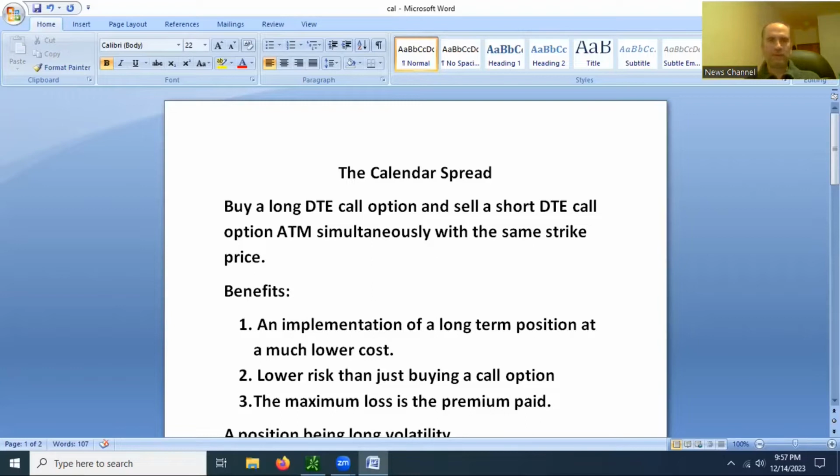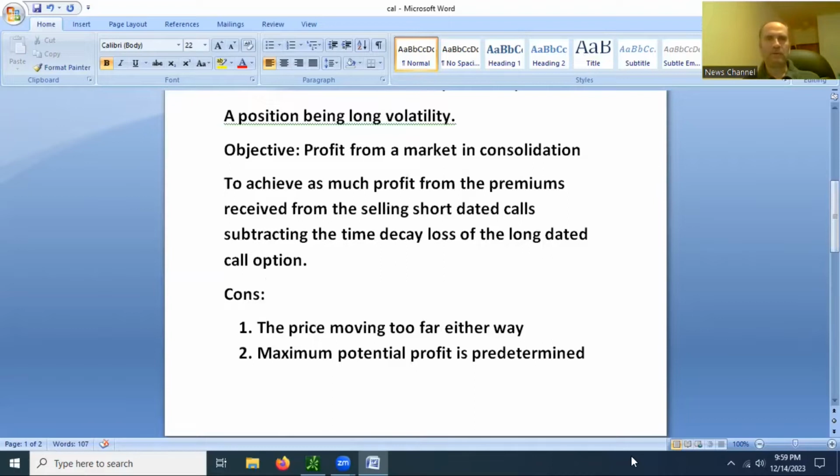It also has a lower risk than just buying a call option. If you just purchased a call option, you could lose the entire premium if it moves against you, so there's a large risk of loss. In this strategy, the premium paid is the most that can be lost. This is a position being long volatility.